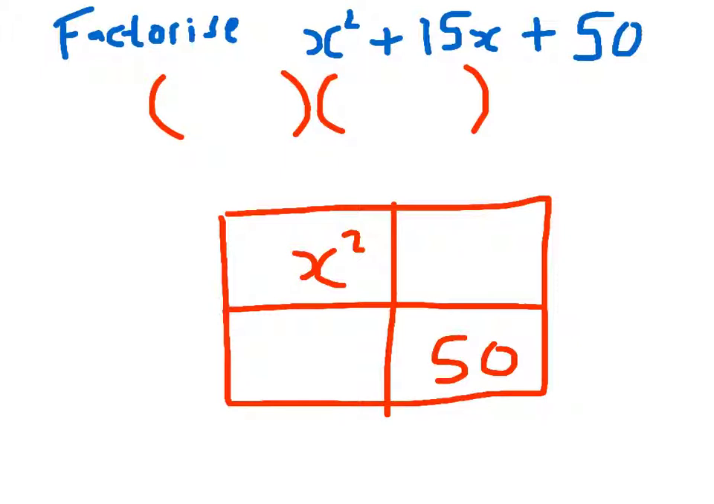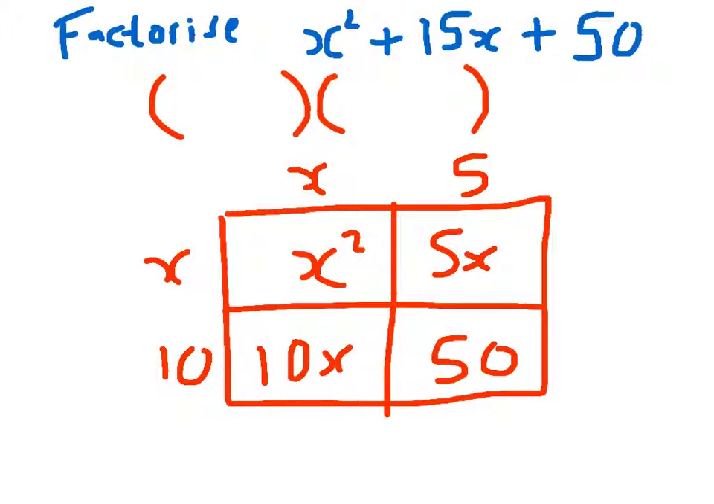Now what I do know though is that the other two bits add up to 15x, so what we do is we partition, we split 15x up into two numbers which multiply to make 50. The two numbers here must multiply to make 50, and they must also add to make 15. And the only two numbers that work there are 5 and 10. So I can write x and x there, 5 here and 10 here, and that should work to give us 5x and 10x. So I can write the answer as x plus 5 times x plus 10, or the other way around. It doesn't really make any difference.